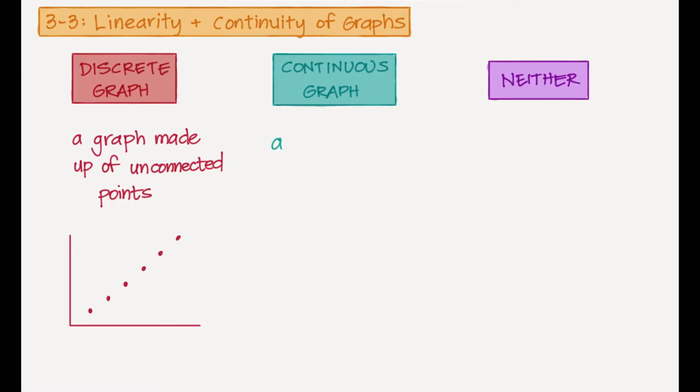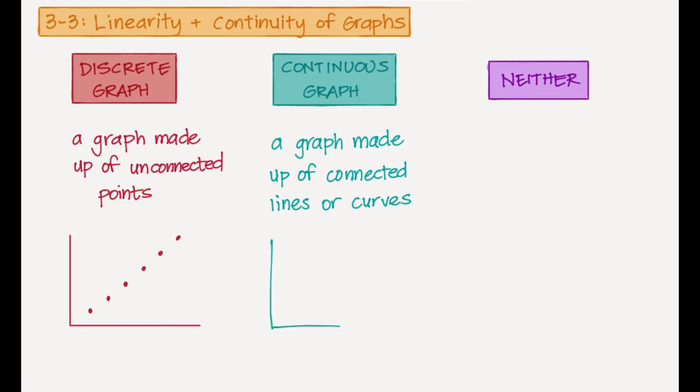There's just some points. The next type is called a continuous graph, and this is a graph that is made up of connected lines or curves. So similar to last time, I can just make up some random example where I have this curvy, straight looking line that just keeps on going, and that is called a continuous graph.